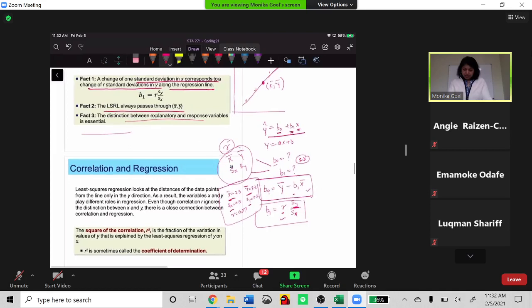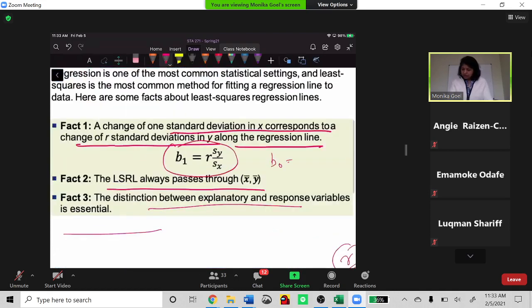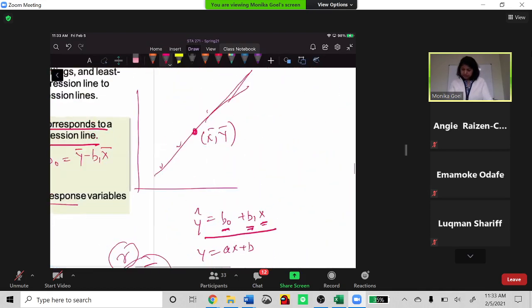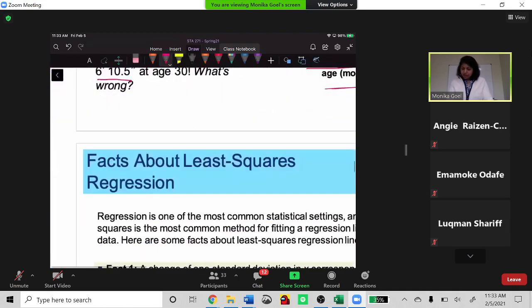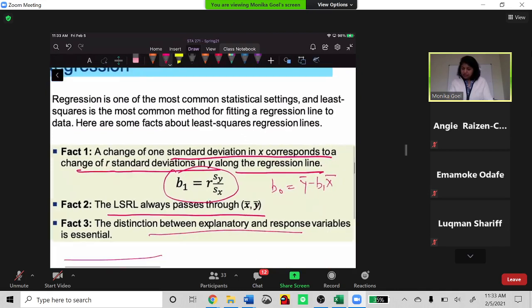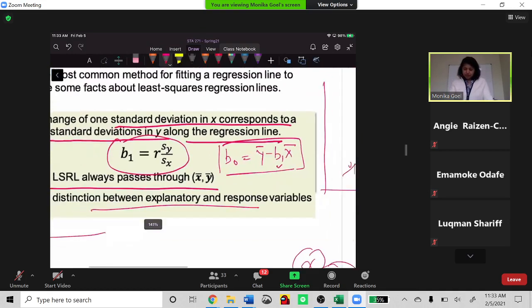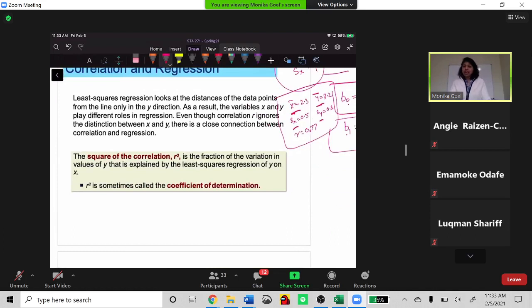All right. So this is given here, and you can write b0 is y bar minus the slope times x bar. This is what I wrote here, right? And again, you cannot calculate your intercept until you know your slope. So first thing, you need to calculate your slope to find your intercept. Okay. So correlation and regression, how they are related, how they are different.